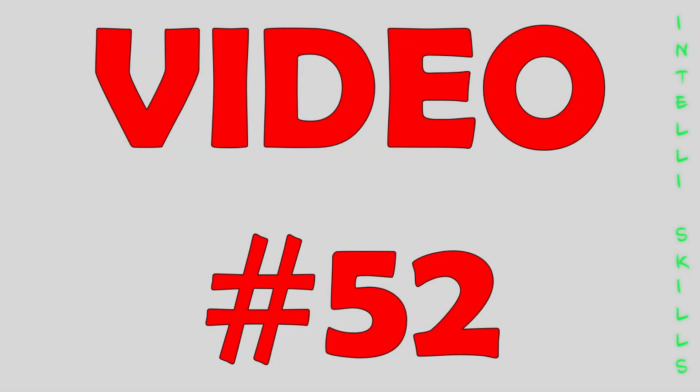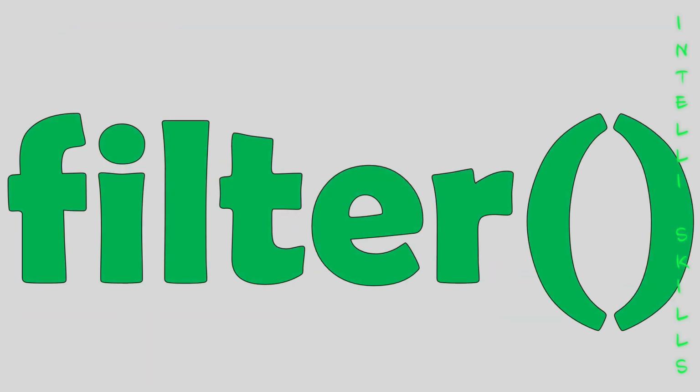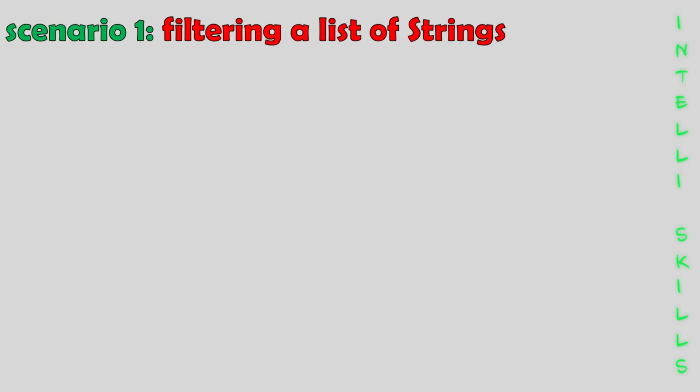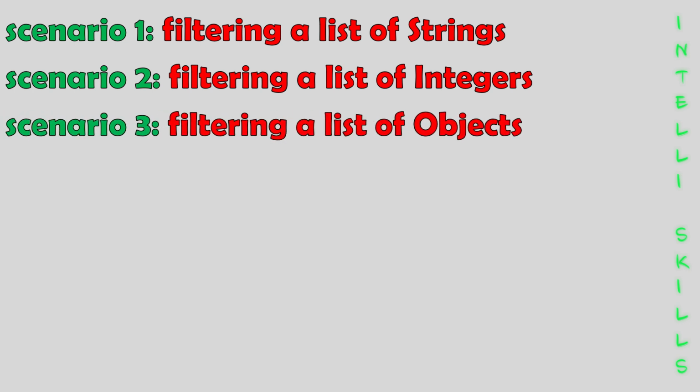In today's video, we are going to see 8 different examples of how to use the filter method in our projects. So let us quickly get an overview of those 8 scenarios. In the first scenario, we filter a list of strings. In the second scenario, we filter a list of integers. In the third example, we filter a list of objects.